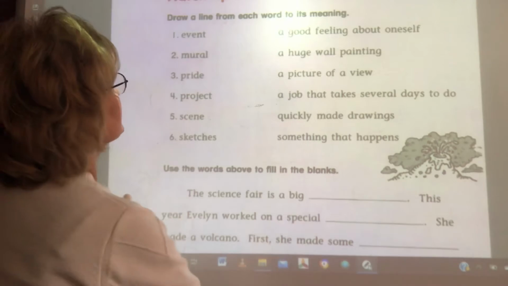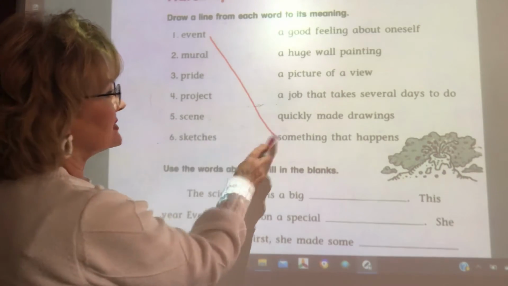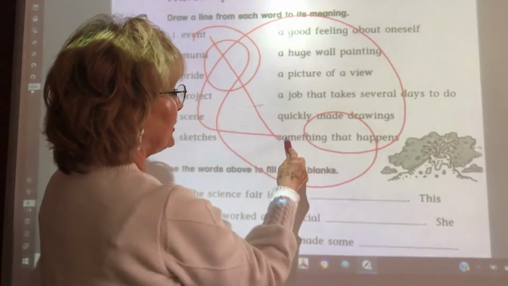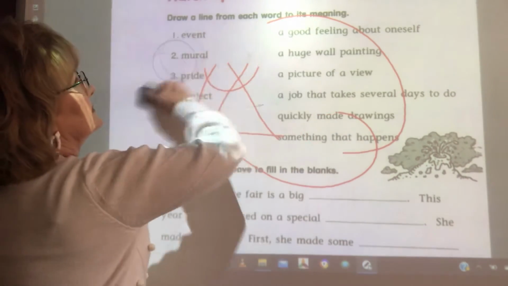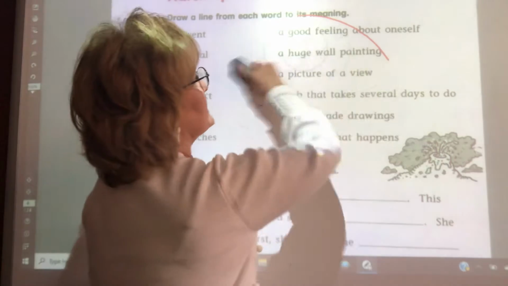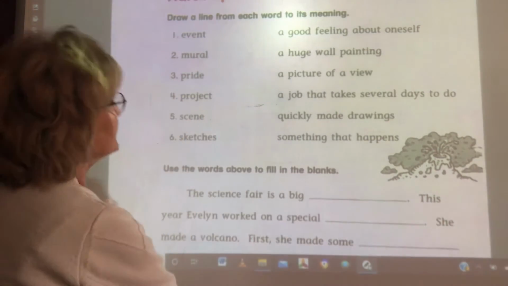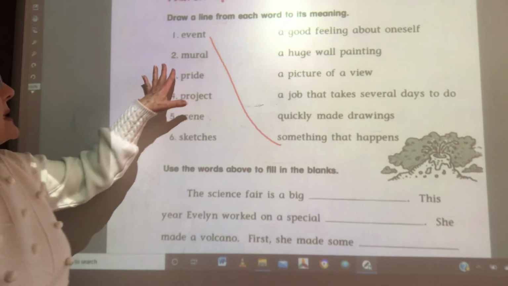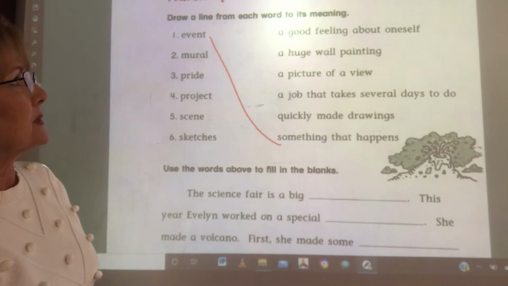Something that happens. Good. Nice straight line. Please don't go boing, because that just doesn't make sense and it would make my eyes go crazy. So just a nice straight line. Event. That was supposed to be straight. Number 2, a mural. A mural.